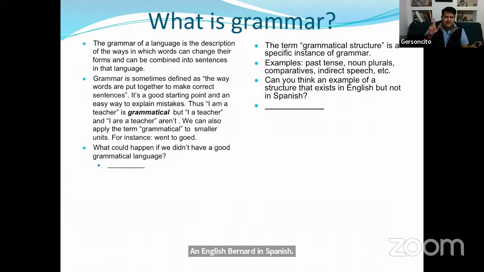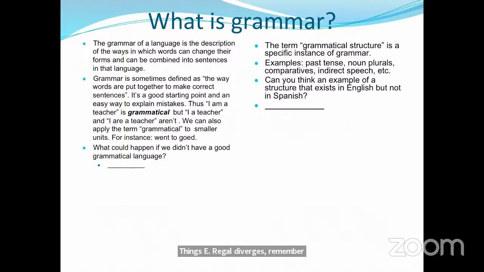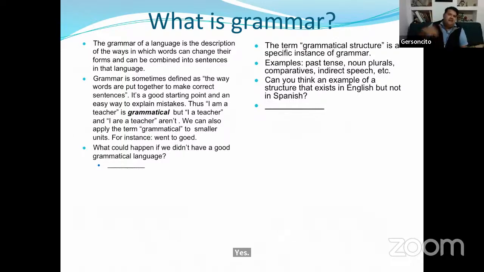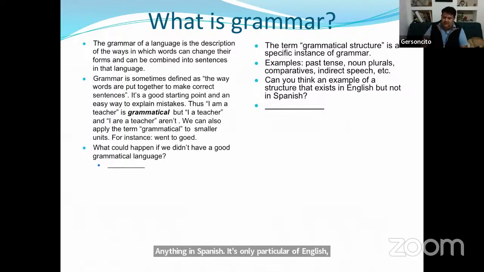For example, I'll give you an example. ¿Cómo se llama? Past tense, irregular verbs. Remember those irregular verbs? Yes, like for example, eat, ate, read, read, go, went, etc. All of that doesn't exist in Spanish. It's only particular of English. And we're going to find more like that.